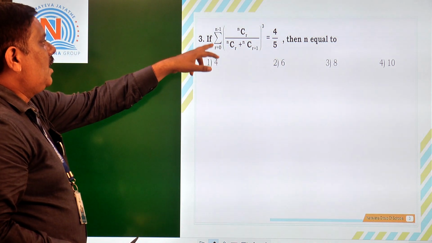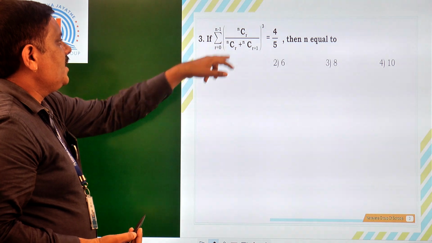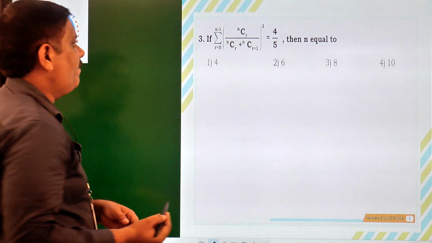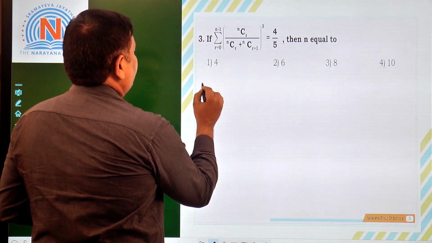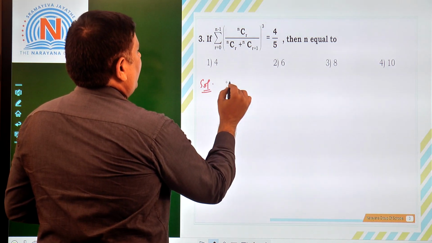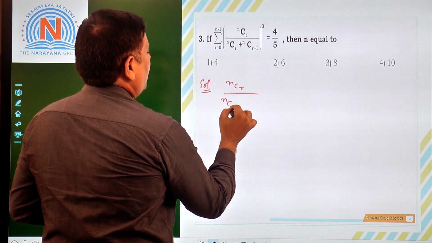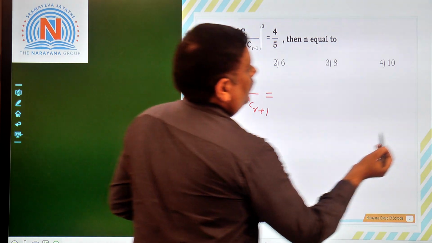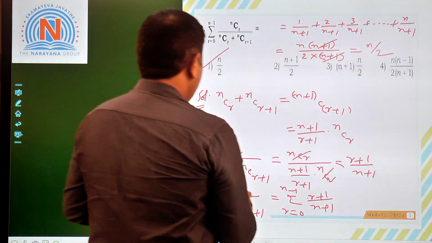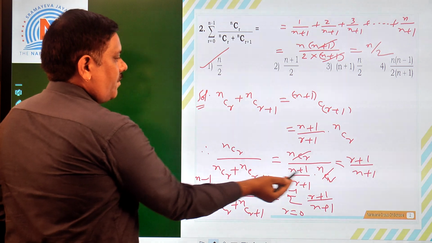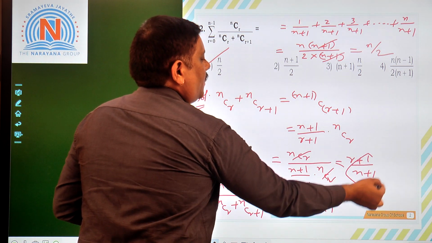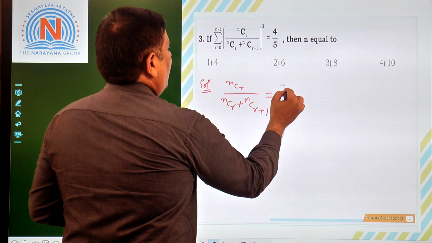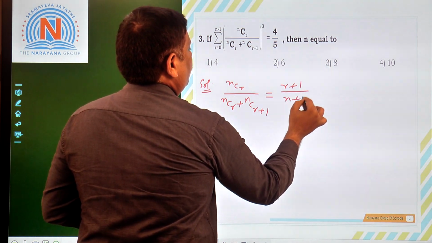Similarly, sigma r = 0 to n minus 1, nCr upon (nCr plus nCr plus 1) whole cube is 4 by 5, then what is the value of n? Already we have seen that nCr by (nCr plus nCr plus 1), just now in the previous question we solved, we got as (r plus 1) by (n plus 1). So we can write (r plus 1) by (n plus 1).